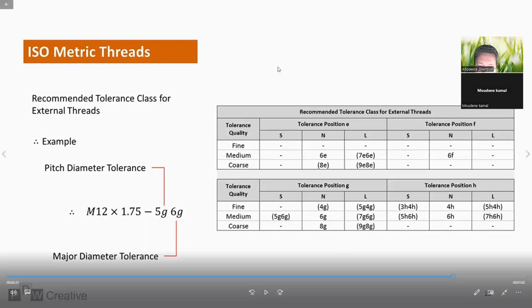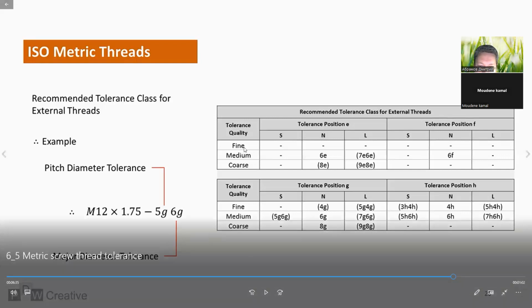So if we need high tolerance quality, we use IT grade 4 or 5. If we need medium tolerance quality, we use IT grade 6 or 7. And when we don't need fine or medium tolerance quality, we use coarse quality and IT grade 8 or 9.